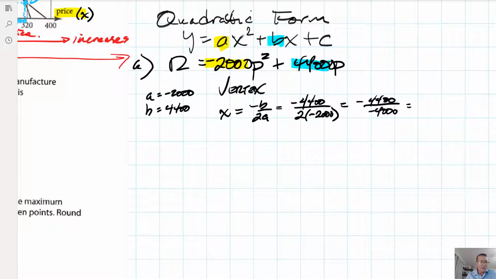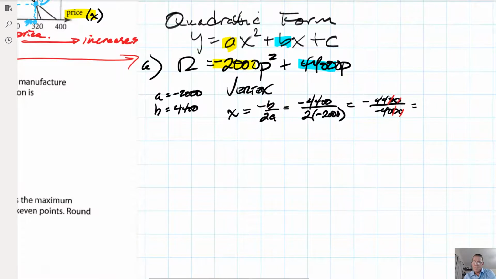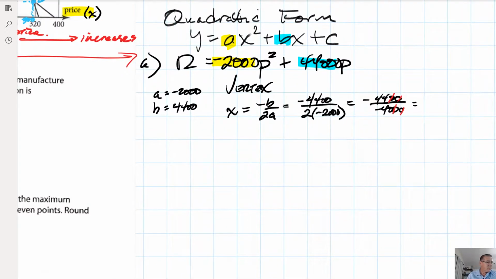Let's do ourselves a favor, and if you can't do this in your head, let me show you. You cancel out the trailing zeros, that's divided by 100. And then, let me see, 44 divided by, oh, you know what? I made a mistake somewhere. Where's my mistake? What happened? Let me look.